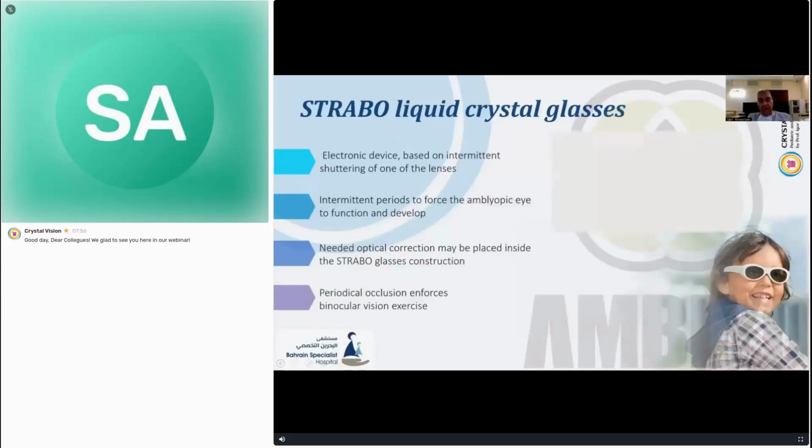Liquid crystal glasses are also our invention. These glasses are actually called glasses. This is a device that includes an advanced microprocessor, which is programmed using the highly sophisticated software we developed. This software allows us to very individually program this device through this microchip that's inside.